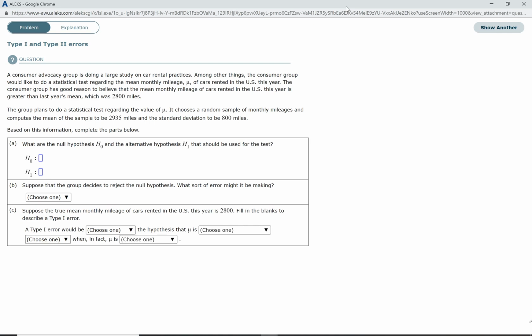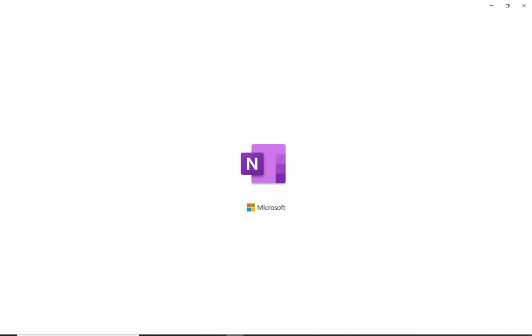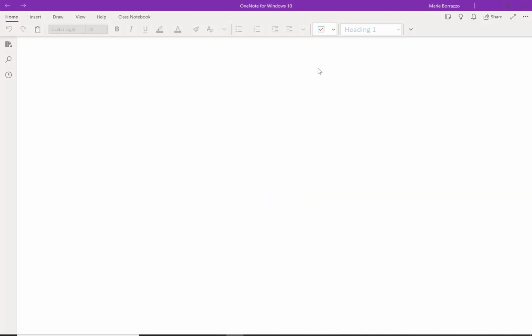Based on this information, we're going to complete the table with A, B, C, starting with A: what are the null and alternative hypotheses that should be used for the test? When I look at this question, the first thing, having read it, let me pull up my notebook so I can write it down for you.